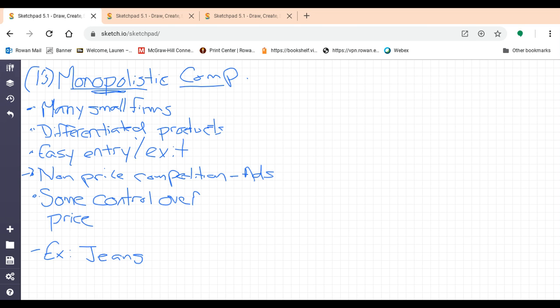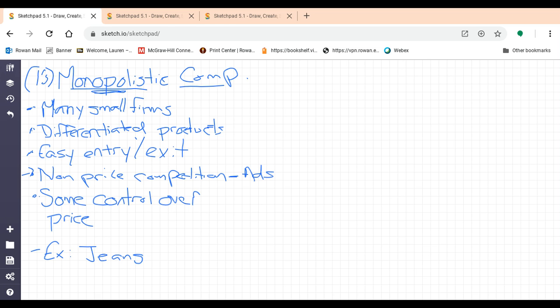So in monopolistic competition, there are many small firms, just like perfect competition, but they're selling differentiated products. This means that their goods are similar, but not identical. There is easy entry and exit into the market, and these firms compete using something called non-price competition. That's about advertising. We really haven't seen that yet, and this is the first time we've talked about it. These firms have some control over price.